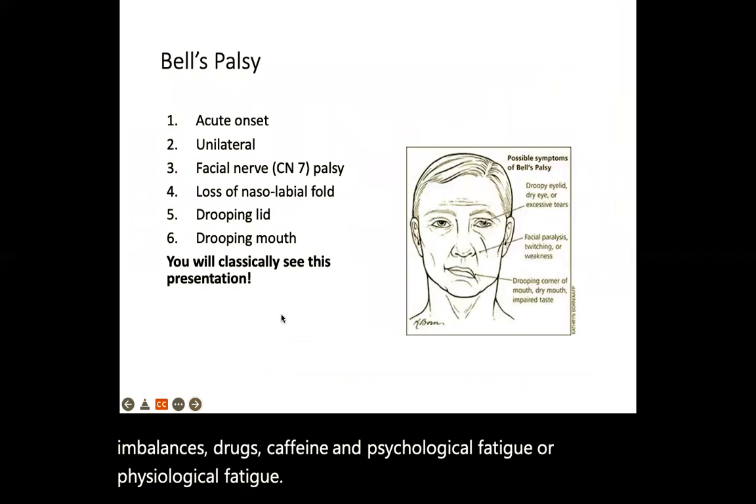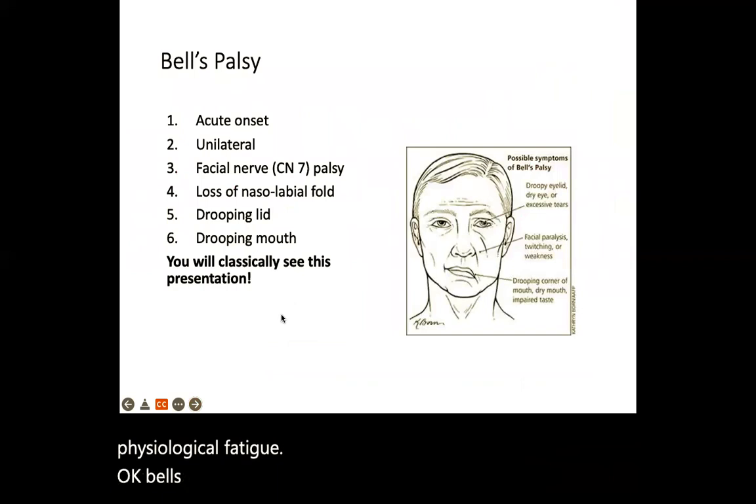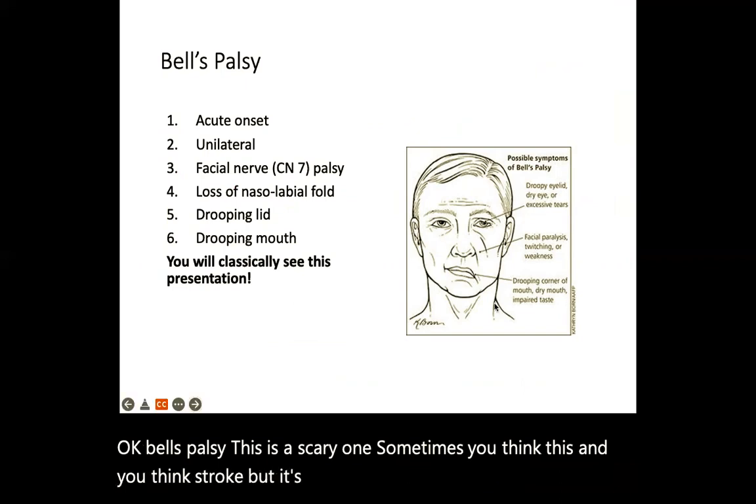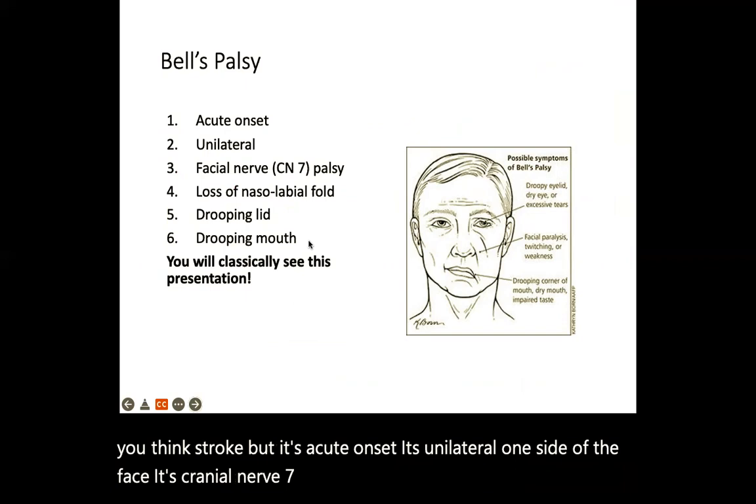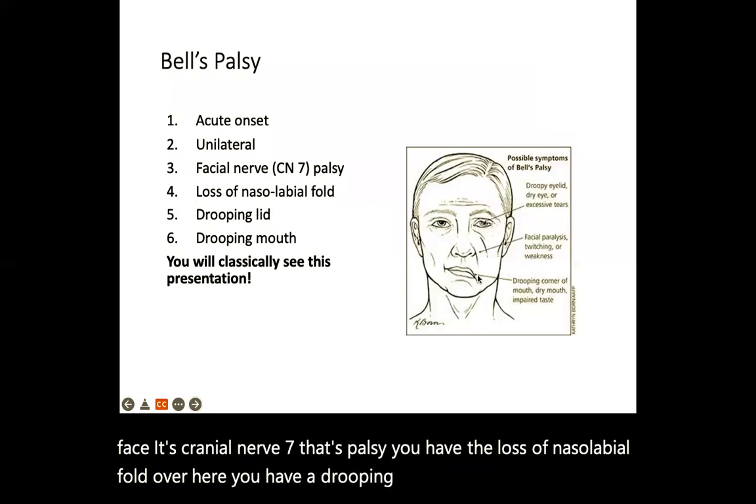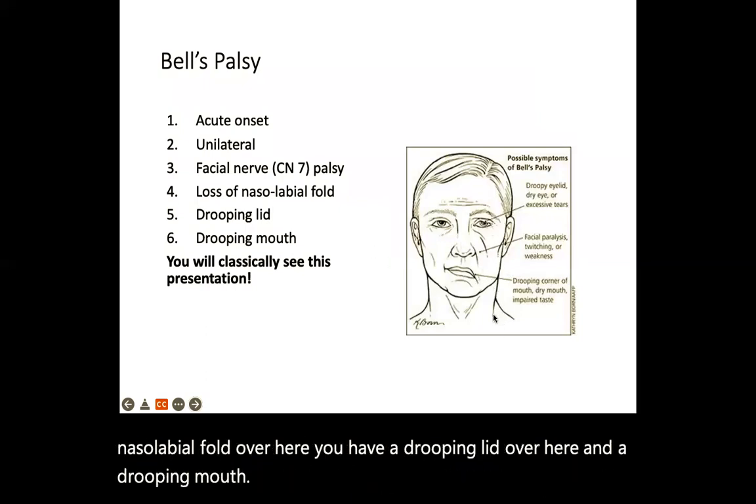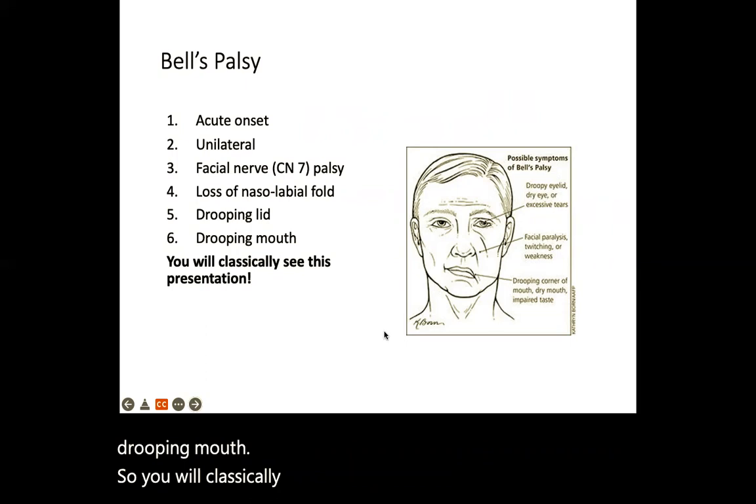Okay, Bell's palsy. This is a scary one. Sometimes you think this and you think stroke, but it's acute onset. It's unilateral, one side of the face. It's cranial nerve number 7. You have the loss of the nasolabial fold over here, a drooping lid over here, and a drooping mouth. So you will classically see this presentation with Bell's palsy.